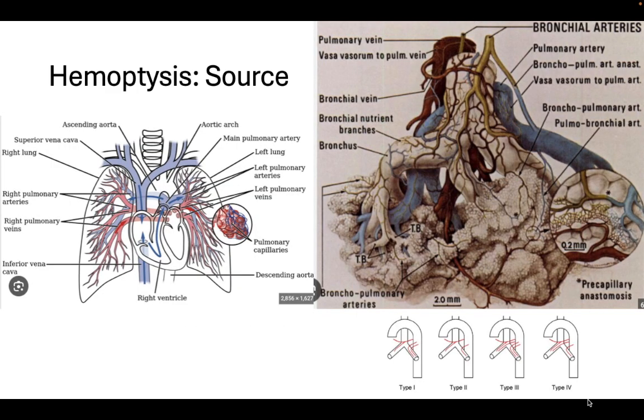This is a diagram demonstrating both the sources of hemoptysis from pulmonary and bronchial artery circulation, and in the bottom right-hand picture, you can see that there are 4 types of vascular anatomy that are dependent on an individual's anatomy. So bleeding is not one and the same for each patient.